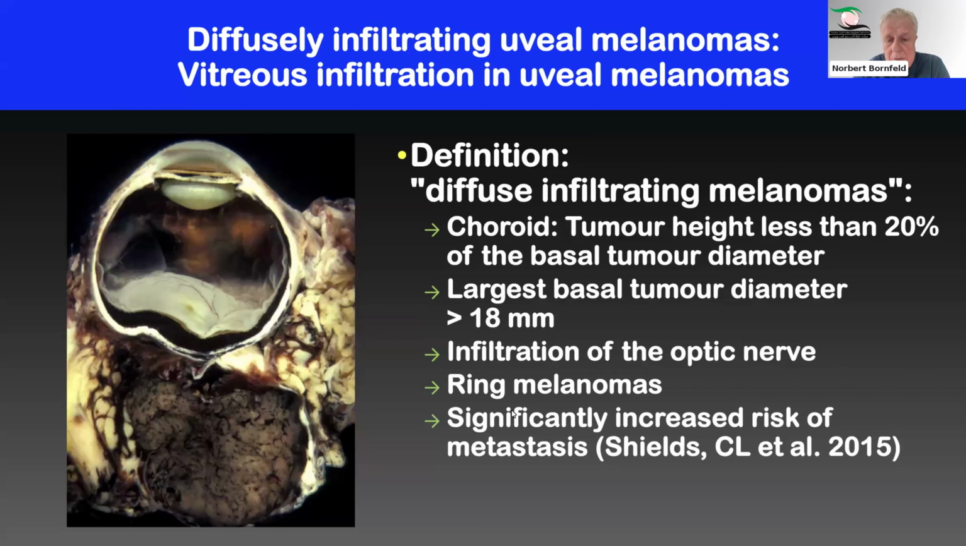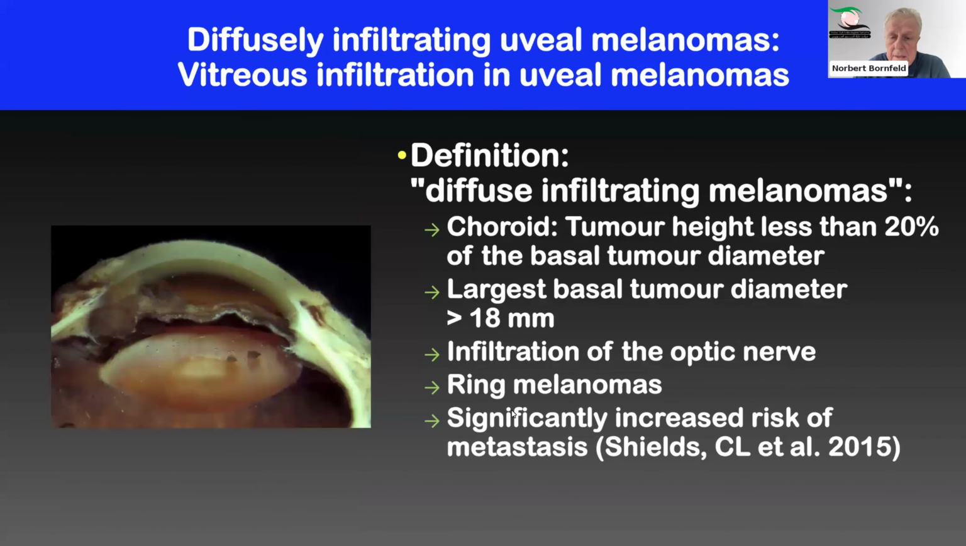Usually these tumors have an infiltration of the optic disc, and some of these are called ring melanomas when infiltrating the anterior segment, the anterior uvea, and they have a significantly increased risk of metastasis. You see on the left such a case with diffuse infiltrating melanoma of the whole choroid and massive extension of the tumor into the orbital fat, and that patient, of course, died because of metastatic disease.